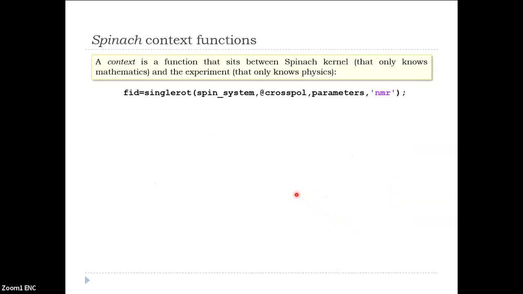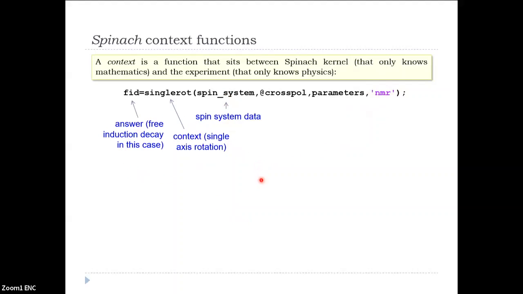So for example, the powder average that I've just described is actually outsourced to the kernel. You don't need to worry about it. They're so-called context functions. In this case, it's a single axis rotation. So free induction decay here is single axis rotation context of the spin system. Cross-polarization is a pre-programmed CP experiment. You specify a bunch of parameters that the manual will tell you what they are under assumptions NMR. So that's your answer. That's the context.